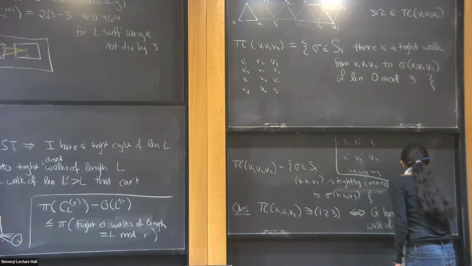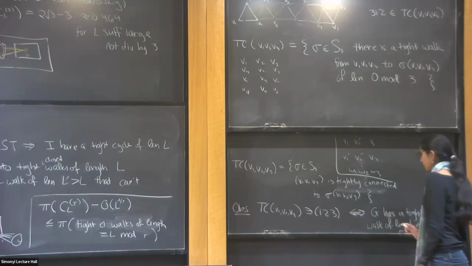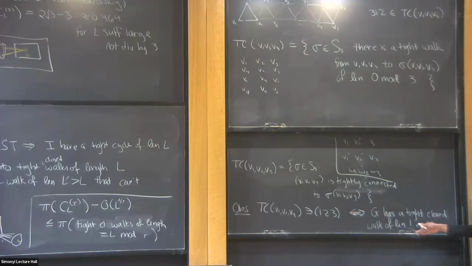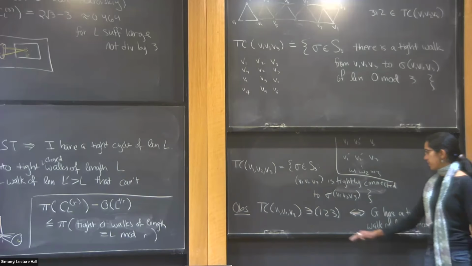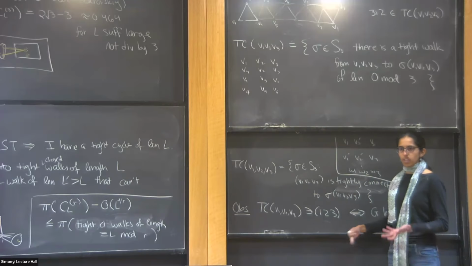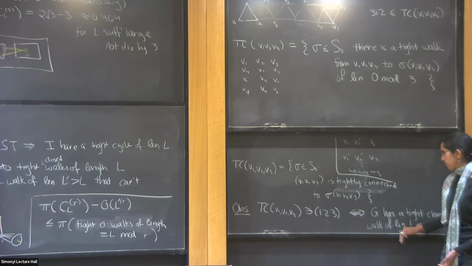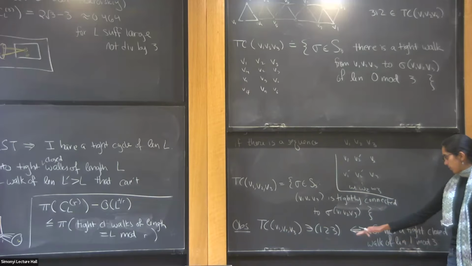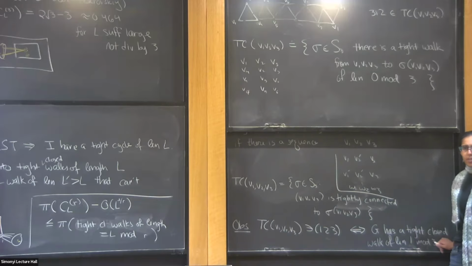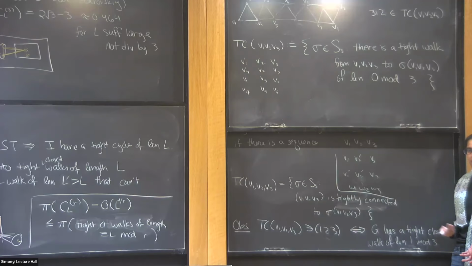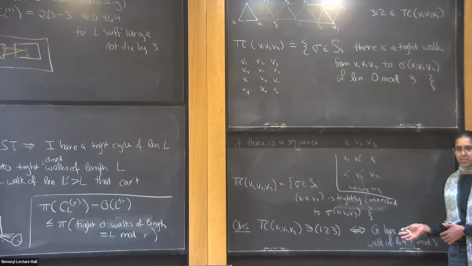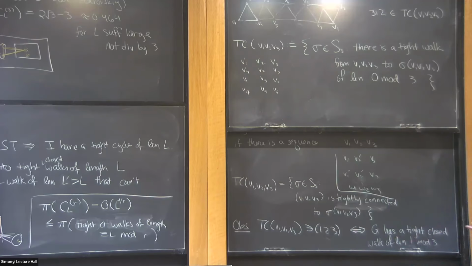Of length 1, 1, 3. And actually, if you stare at this, you realize that TC contains 1, 2, 3 if and only if it contains 1, 2, 3 squared, because it's a group. And that's equivalent to G containing a tight closed block of length 2 mod 3. So I'll leave it as an exercise that these are in fact equivalent conditions, and you can see this on the graph side too. So this is pretty useful.